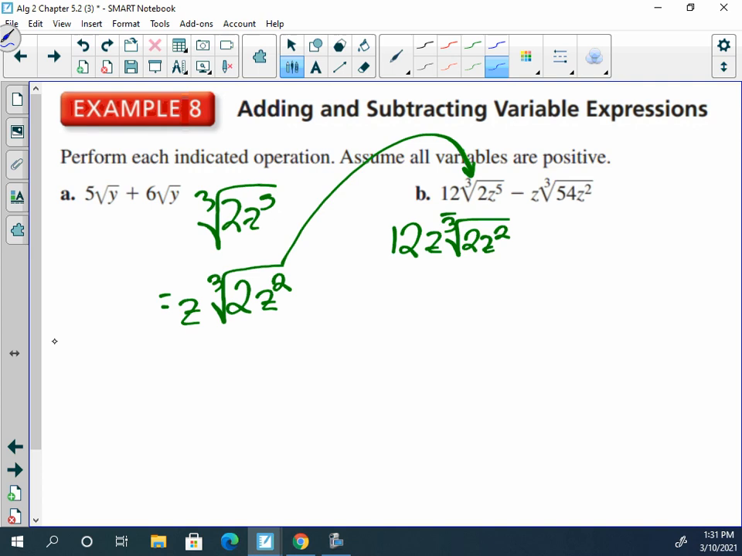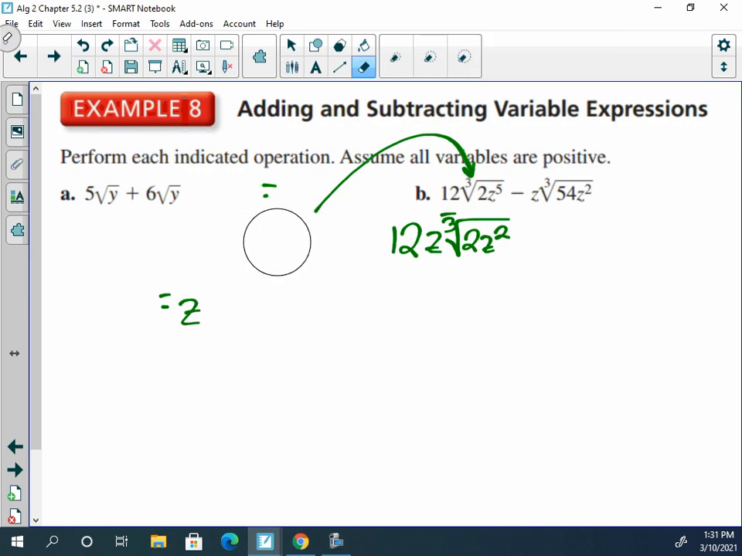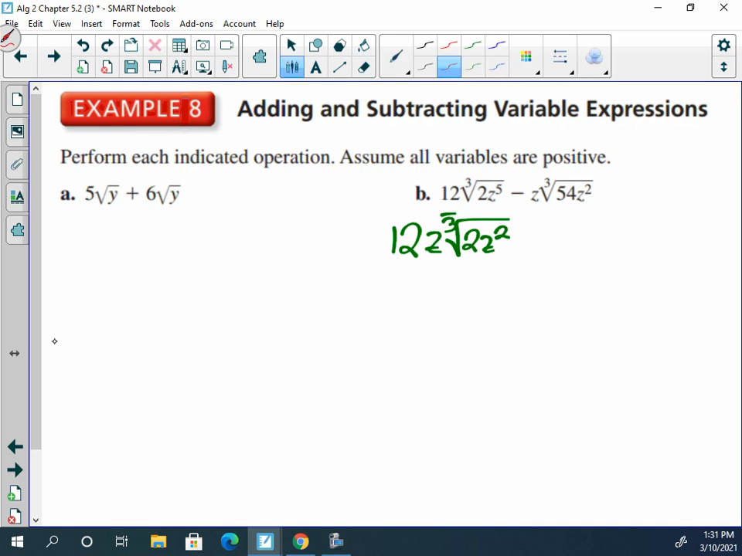Any questions on this here so far? Okay. Well, we've gotten that taken care of. Now we need to look at the other one. We need to look at the cubed root of 54z squared.